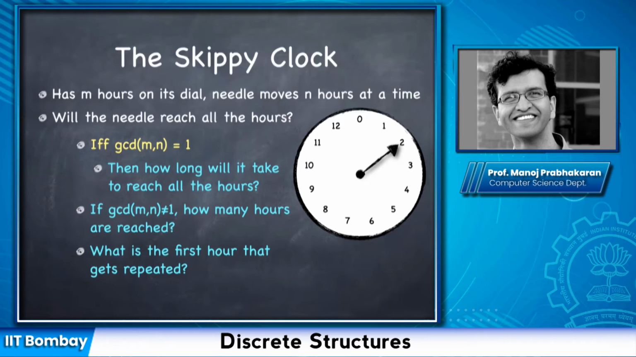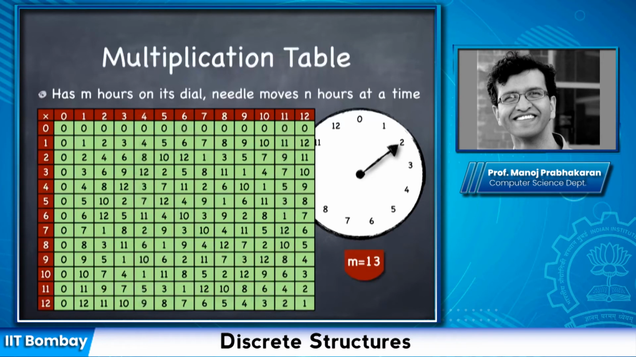All right, so let's see how to answer all these questions. The key to understanding this is looking at the multiplication table of Zm. So let's take this example, m equal to 13. Here is a multiplication table for m equal to 13, and we are interested in n equal to 2. So what's the needle going to do? It starts from 0, then it goes to 2, then 2 times 2, and then 3 times 2, and 4 times 2, and so forth.